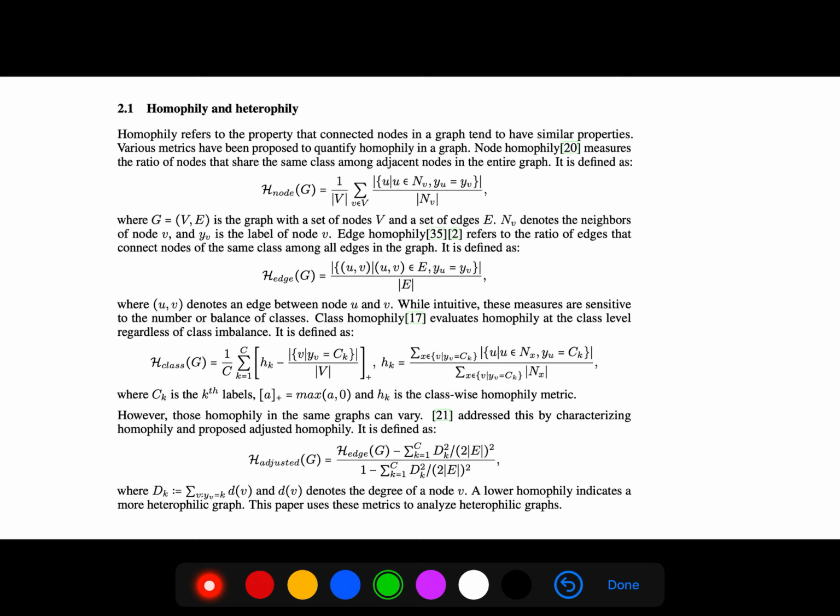So just like in the past 8 videos, we talked about these homophily measures. Like this one, the ratio of nodes that share the same class among adjacent nodes. Also for the edge. But class homophily evaluates homophily at the class level, regardless of class imbalance. However, the homophily in the same graphs can vary. So they define an adjusted version of homophily.